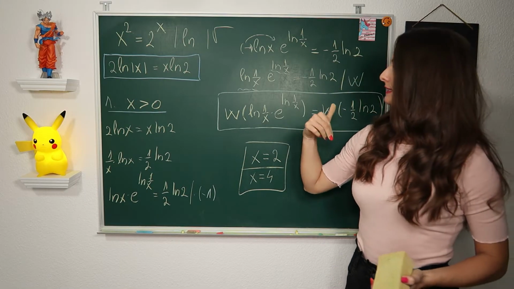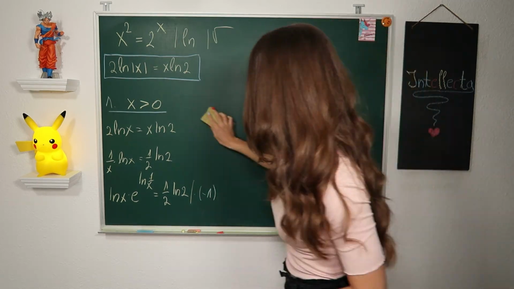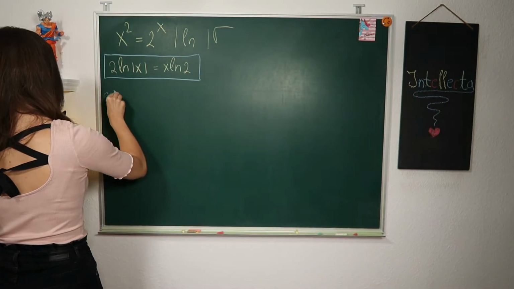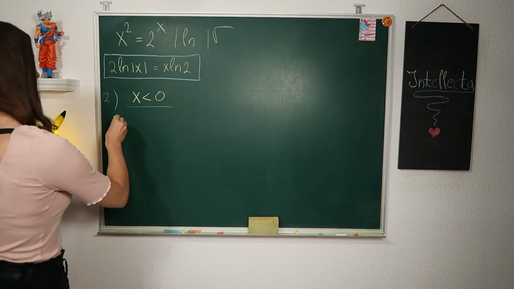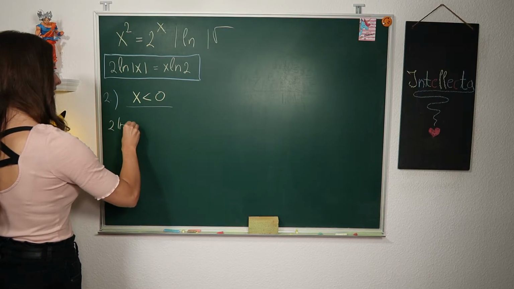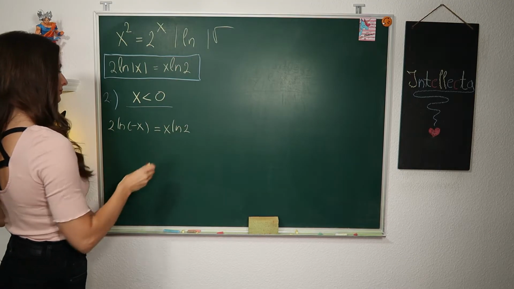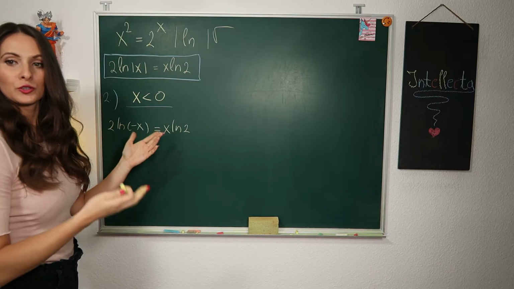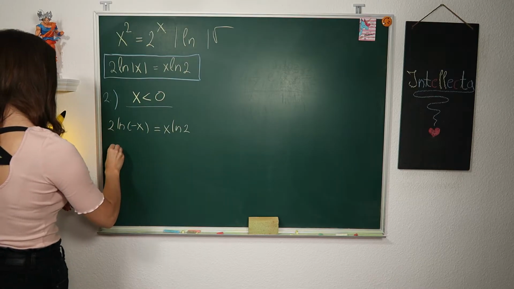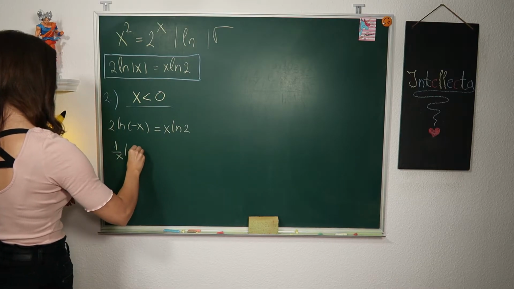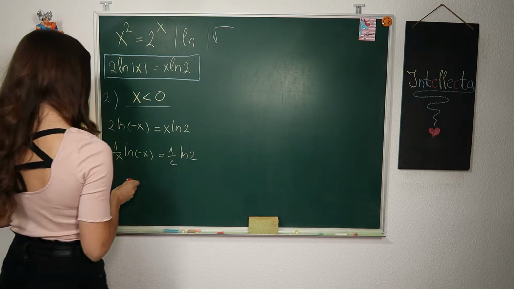So, and now let's consider that our x is less than 0. So now let's take that our x is less than 0, the second case, and we will have 2 ln of negative x is equal to x ln of 2. And now, once again, we have to move all x's to one side and all constants on the other side, and then we will have 1 over x ln negative x is equal to 1 over 2 ln of 2.